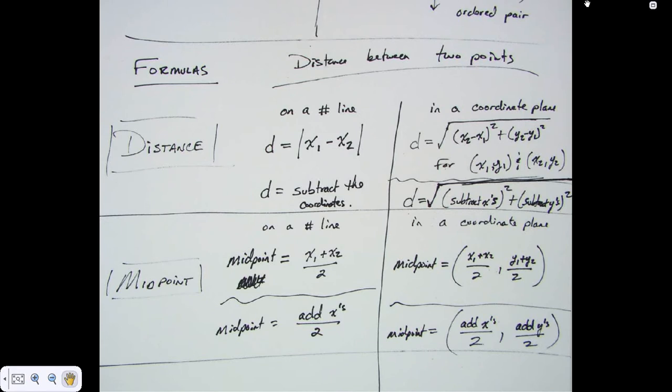Some of you are better off just using formulas, using the things on top there. That's why I do both. Some people are better at understanding the concept. To me, and this is just me, it was easier to remember that I subtract my x's, square them, plus subtract my y's, square them.